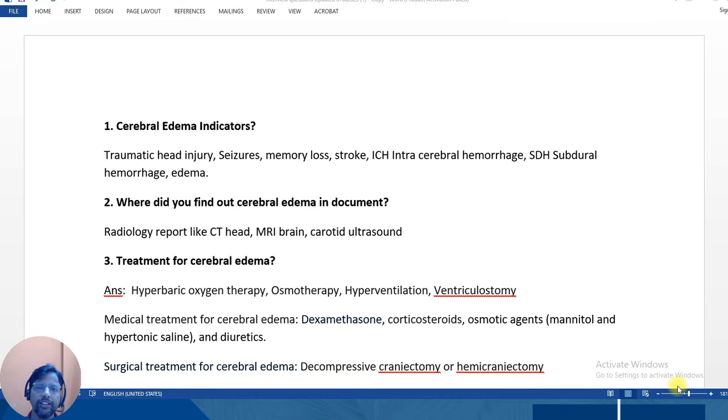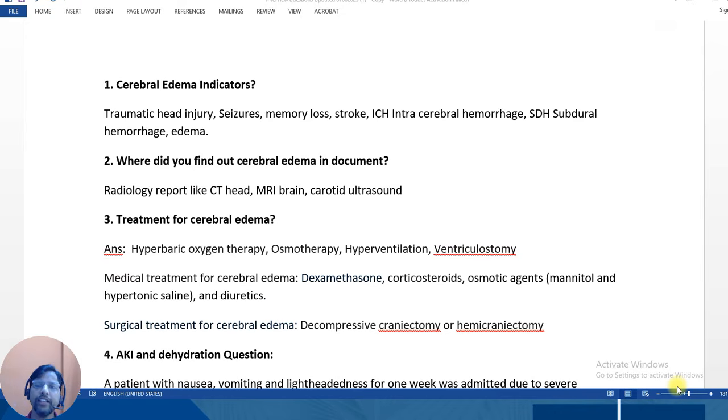Next question, where do you find cerebral edema in the document? Most of the time you will find cerebral edema in CT of the head, MRI of the brain and carotid ultrasound. Most of the time you will find cerebral edema in radiology reports.